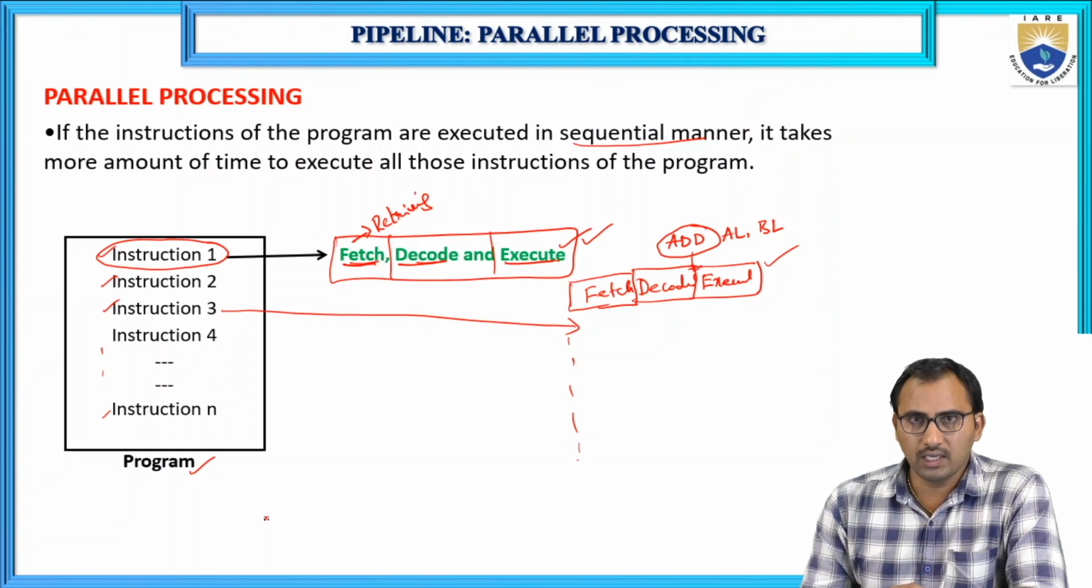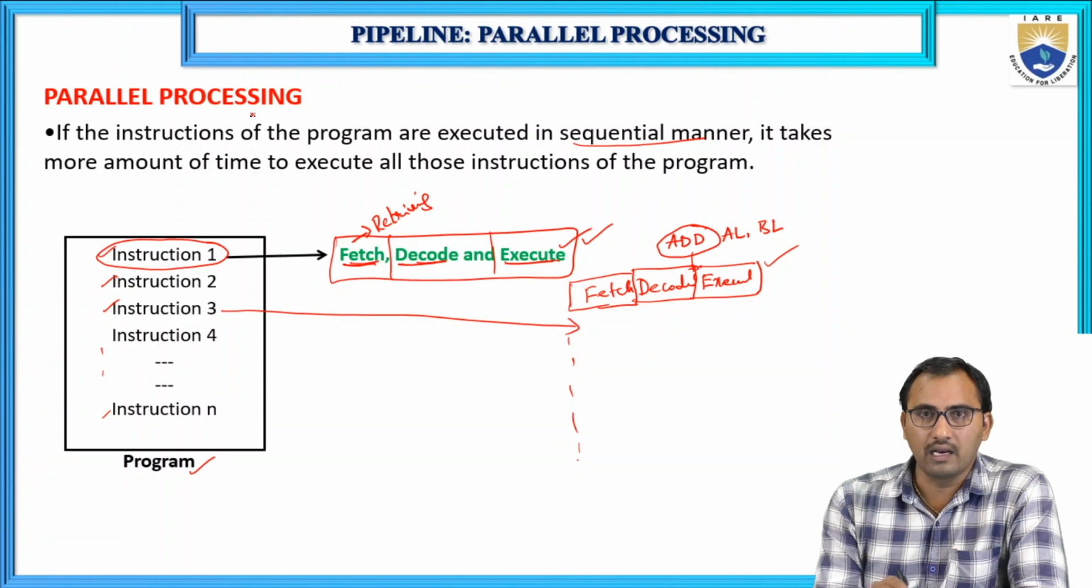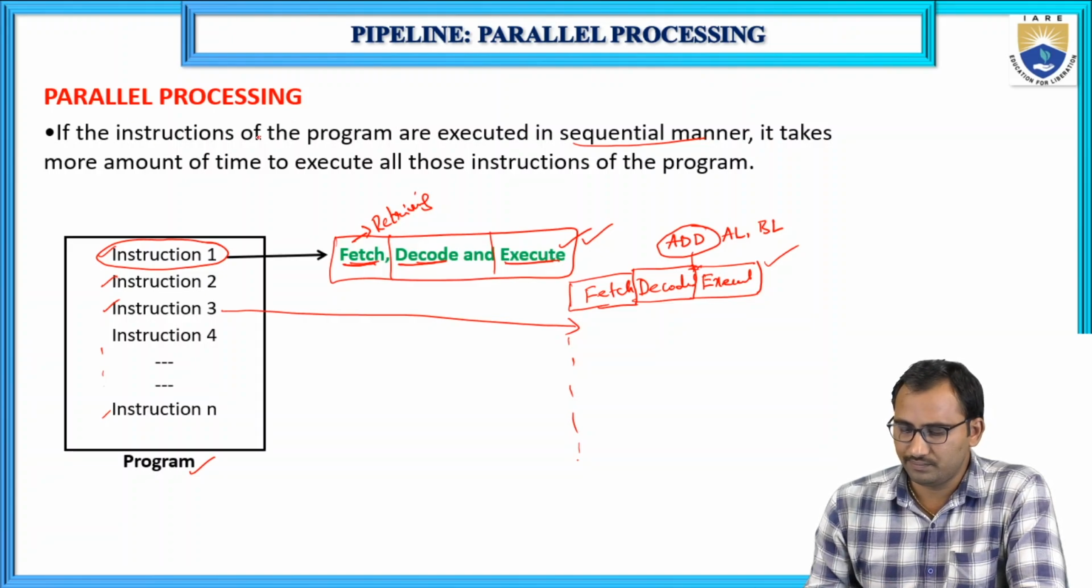If you observe this sequential access, it takes more time, because the time required to execute the program increases directly in proportion to the number of instructions in the program. If the number of instructions in the program is very large, then the time required also increases. So to overcome that, we are using another method, called parallel processing. So what is parallel processing?